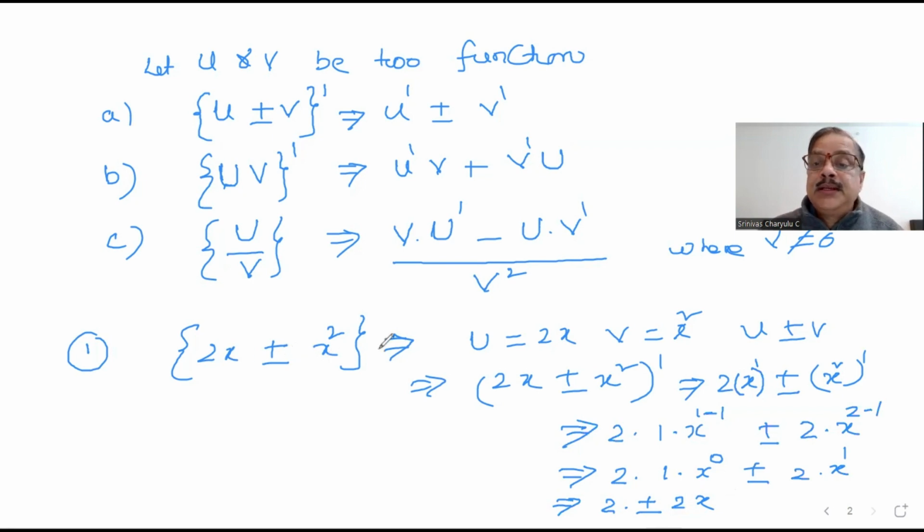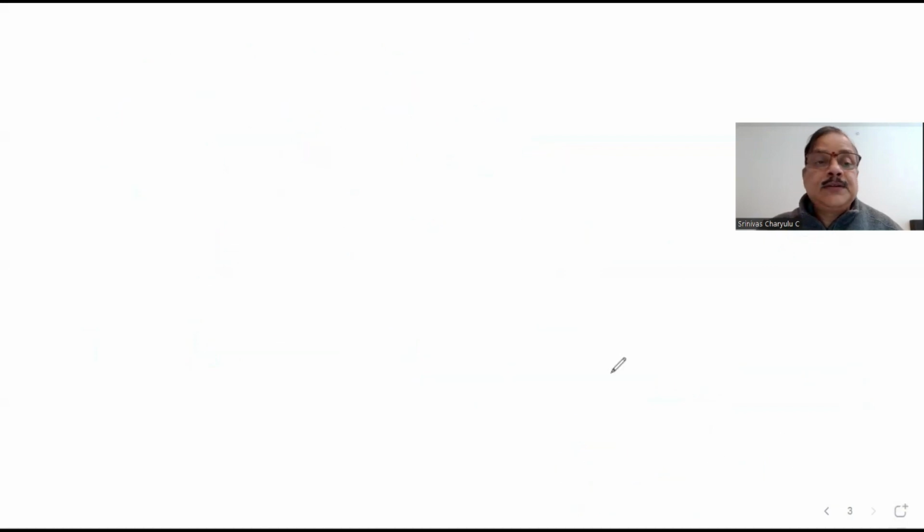2x plus or minus x square gives 2 plus or minus 2x. Hope you followed this. I applied the first one. Now we'll apply the second formula. What is our second formula? Product. So we'll take two functions.